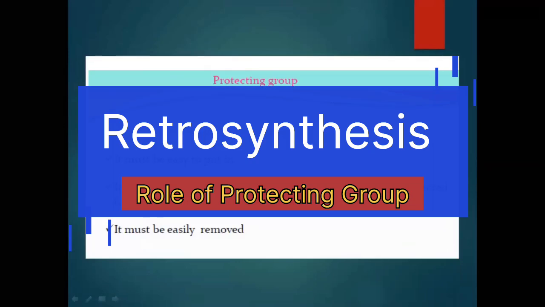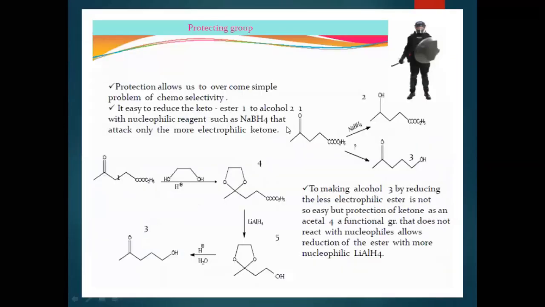The role of a protecting group is just to avoid the chemoselectivity issues which occur during the retrosynthesis process. So here is an example. If you have two functional groups and you are interested in reducing the less reactive functional group over the more reactive one, in such cases people will use a protecting group and protect the more reactive functional group, and they will do the reactions on the less reactive site with the available reaction conditions.